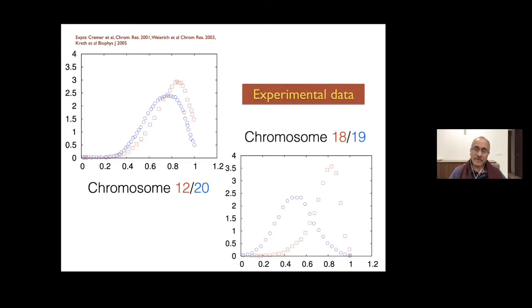To compare that, human chromosomes 12 and 20 have comparable gene density, even though they have very different lengths. Gene density is total number of genes divided by total length. And you can see that these distributions look alike, whereas chromosome 18 and 19 have very different distributions. What does the theory predict in this case?